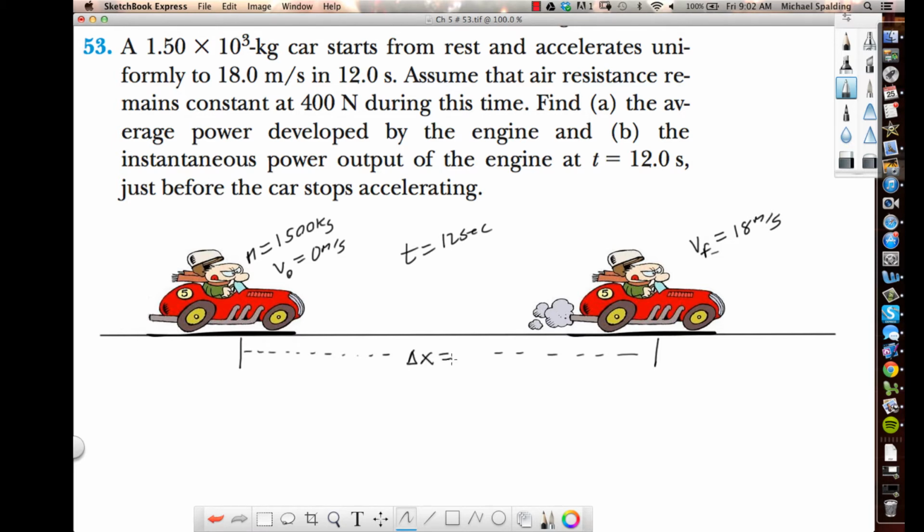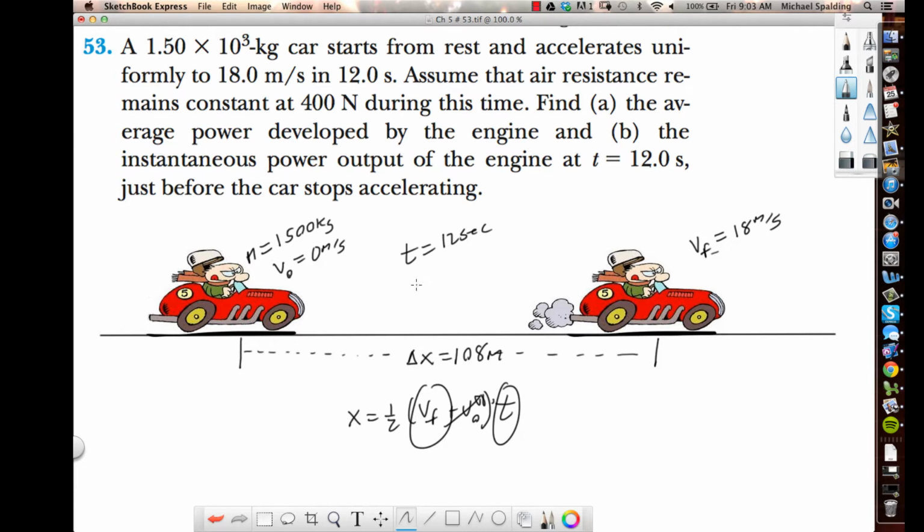Use a kinematic equation. For that, I would go x equals 1/2 (Vf plus V initial) times t. V initial is 0, so you take V final and multiply by time, and we get a displacement of 108 meters. So the displacement of the car is 108.